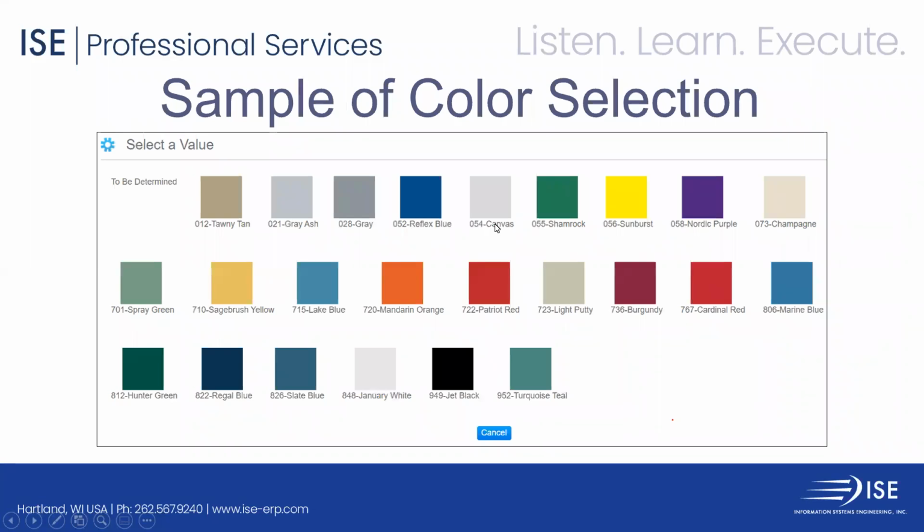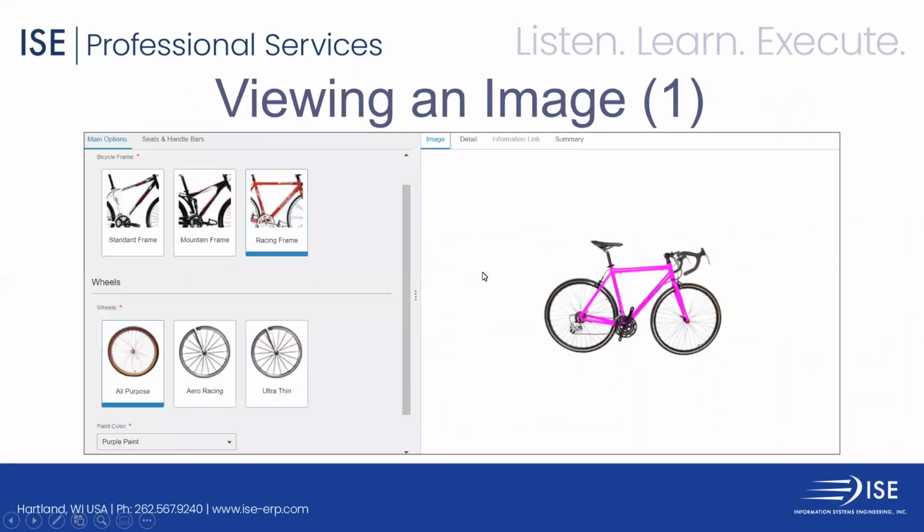So here's an example of color selection. You click on the color and it records your response. It knows what color you want. You get to view images if you set the images up. So if you have images of your products, you can upload those to CPQ, or load those to CPQ if it's on premise. And this image can change dynamically if you want it to, and you're set up that way.